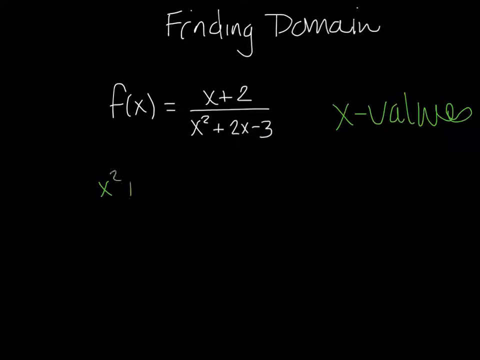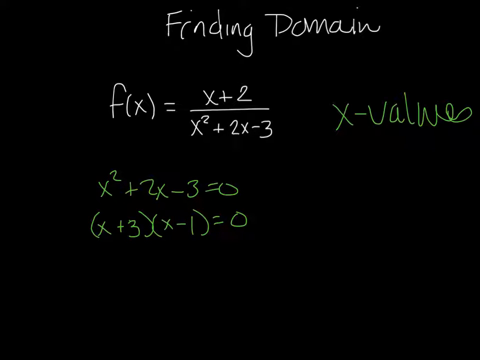So I have x squared plus 2x minus 3 equals 0. Now this is quadratic, so we're going to bubble it or box it out. And we get a plus 3 and a minus 1. That's going to give us what we want. So now we have x plus 3 equals 0 and x minus 1 equals 0. We get x equals negative 3 and 1.